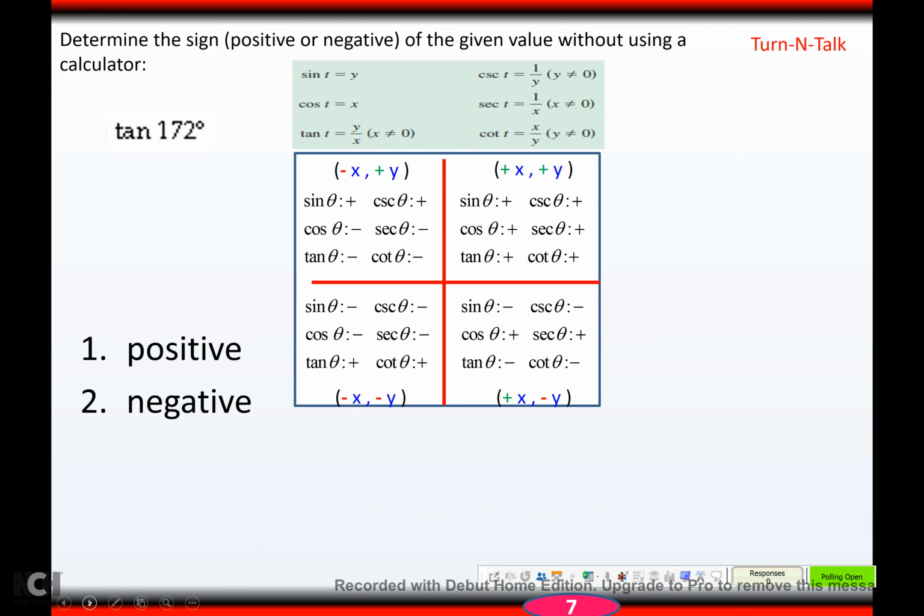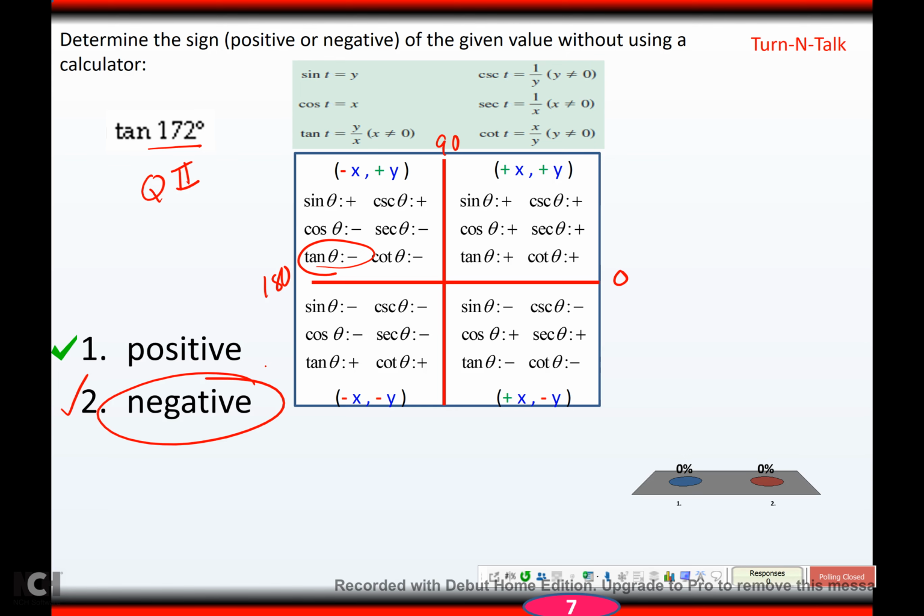Okay, try this one. Hit pause. Come back when you're ready. And tangent of 172 is positive. This would be 0. This would be 90 degrees. This would be 180. So 172 is in quadrant 2. And tangent in quadrant 2 is negative. Oh, I got the wrong answer there. My bad. Sorry, I will have to change that. It should actually be negative because 172 degrees is in quadrant 2.